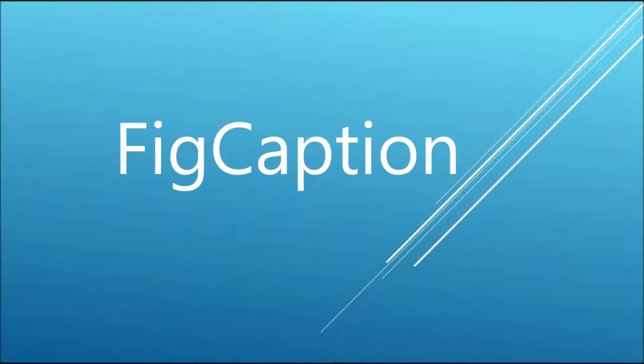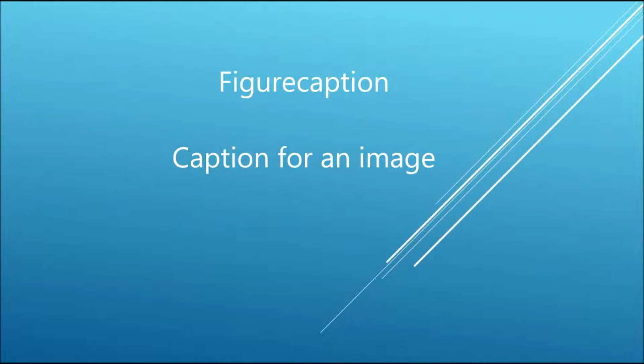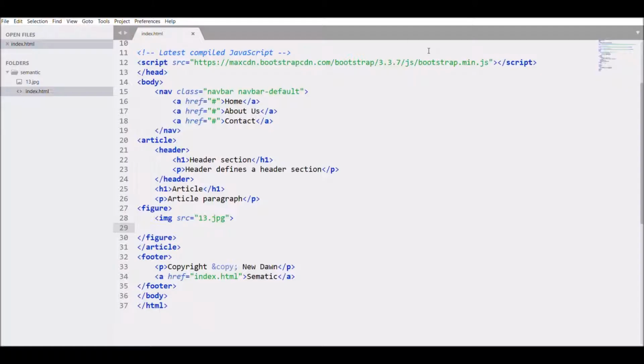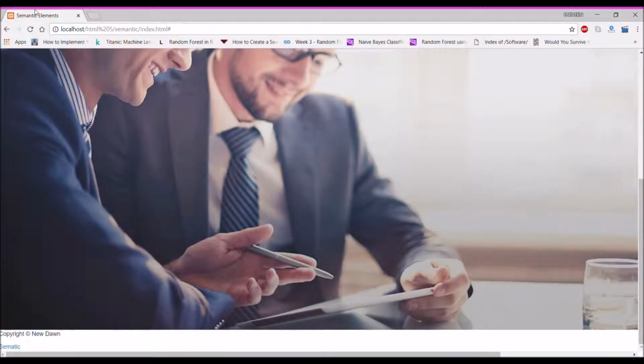Now figcaption. Figure caption is basically a caption for an image, and you can write it as figcaption. You can write it, figure one dot image, save it, and there you can see at the last, figure one dot image, its caption.